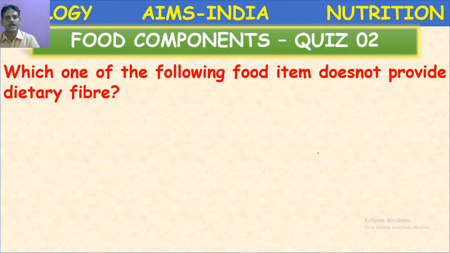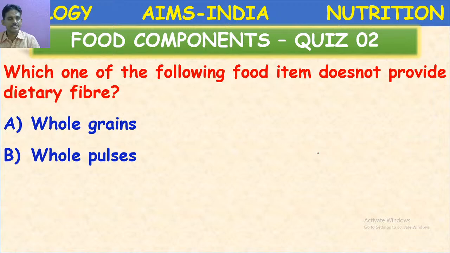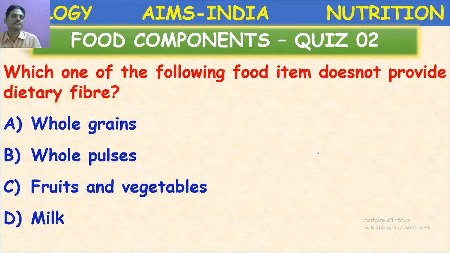Which one of the following food items does not provide dietary fiber? Whole grains, whole pulses, fruits and vegetables, milk. Okay. Dietary fiber or roughage is abundant in which of the following foods? Here the question is which option does not contain dietary fiber. Whole grains, whole pulses, fruits and vegetables are of plant origin. Milk is of animal origin. Mostly the dietary fiber is present in plant origin food. So here milk does not provide dietary fiber. Answer is D.